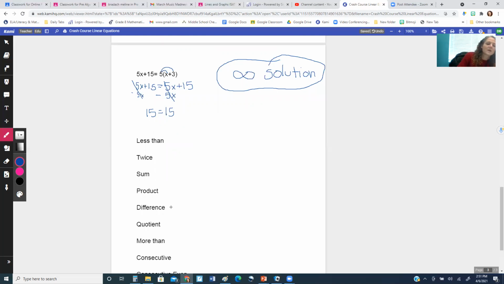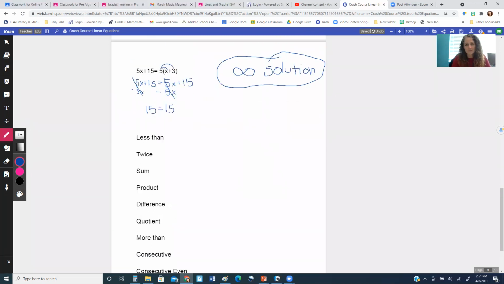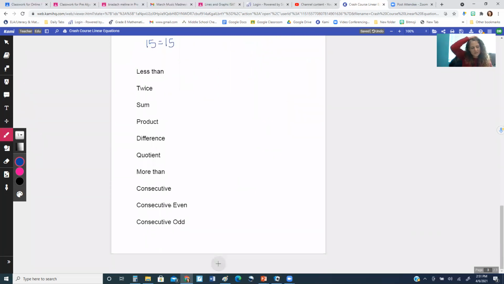I was going to do some linear equation word problems, and I tried to figure out how to do this on this crash course review because we don't want to spend all day about it, right? So I thought let's just review what these words mean. Okay, less than. It does not mean x minus. What it means is minus x.